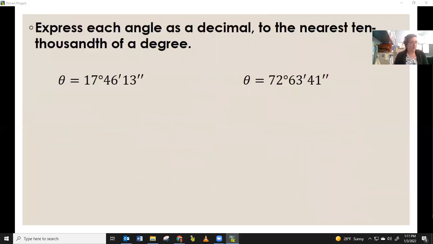Okay. We're going to express each of these angles as a decimal to the nearest 10,000th of a degree. So before we actually do this, tell me, how many decimal places are we going out if I want it to be to the nearest 10,000th of a degree? How many decimal places are we going out? Absolutely correct. We're going to go out 4 decimal places.